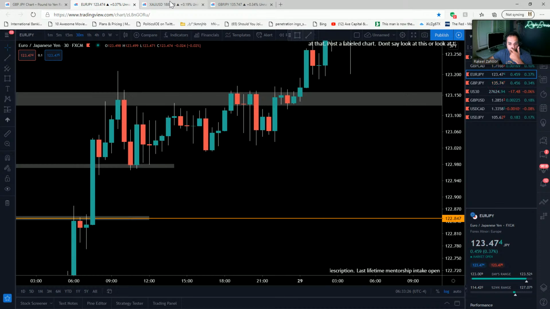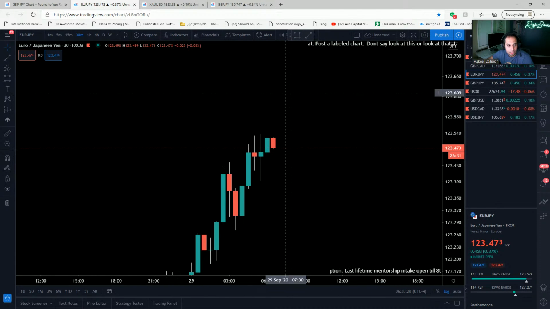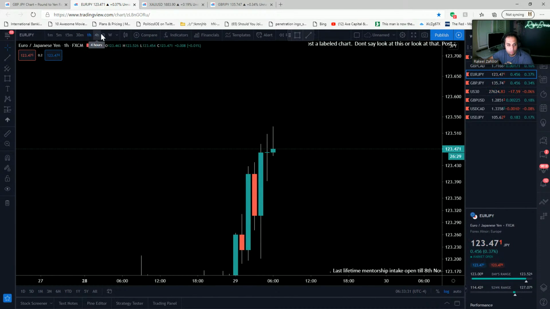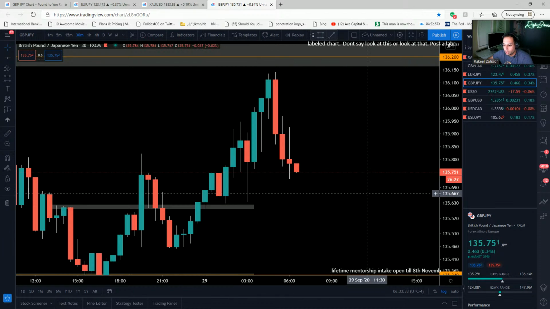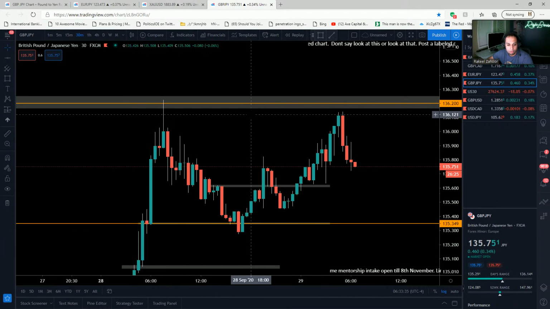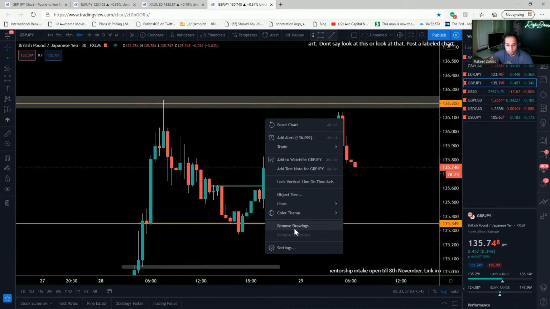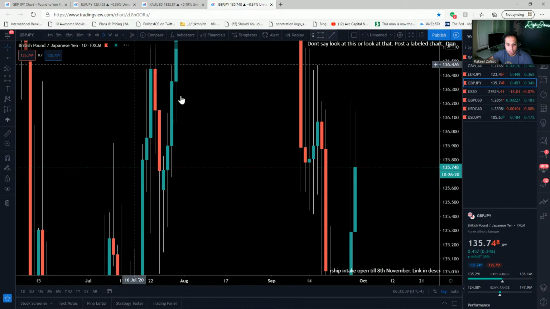Of course, GBPJPY is the only pair I trade. Oh wow, look at this. Euro JPY is moving up over here. All right, let's do a quick analysis on GBPJPY here. First thing I like to do is just remove everything. So I'm going to remove everything and go to the daily.